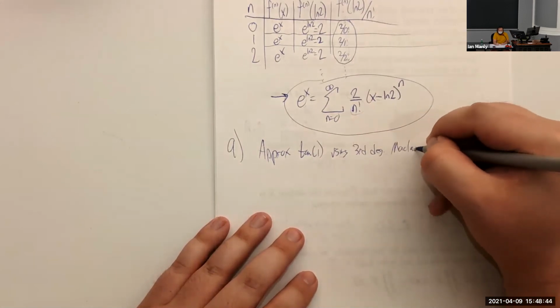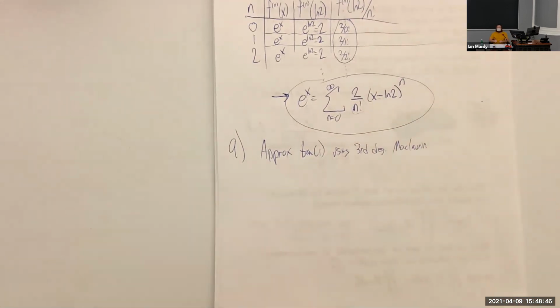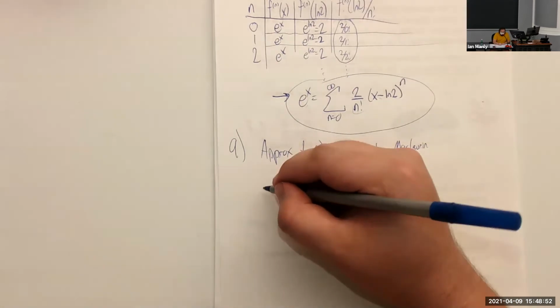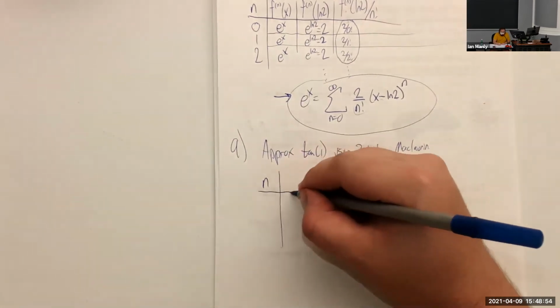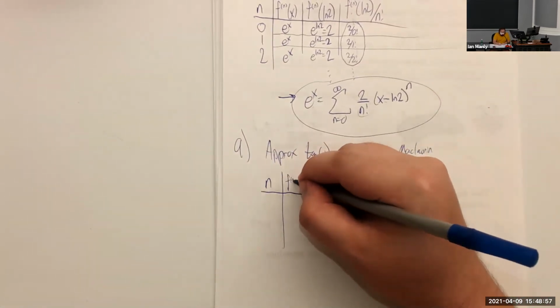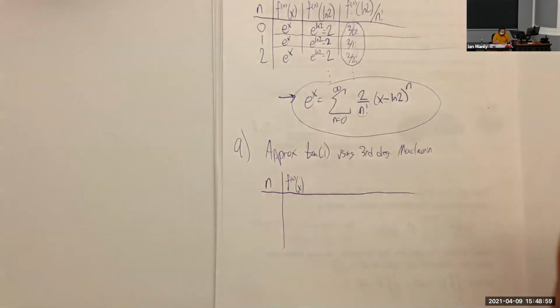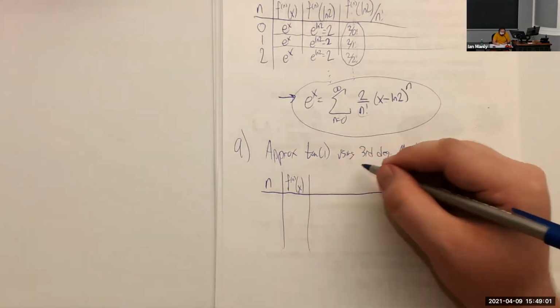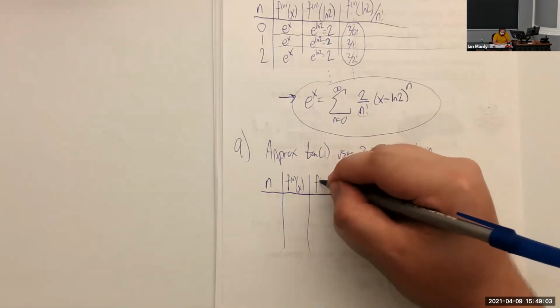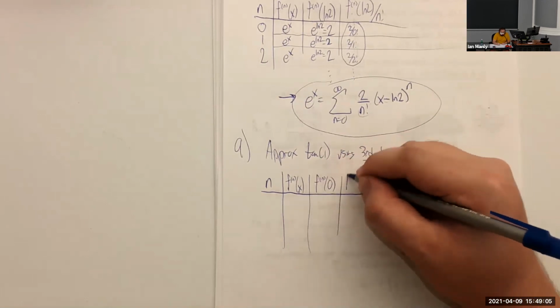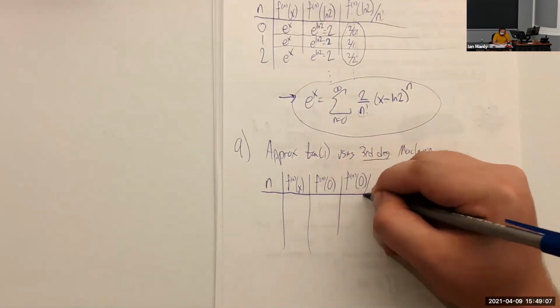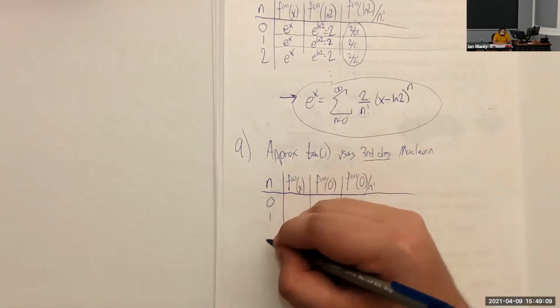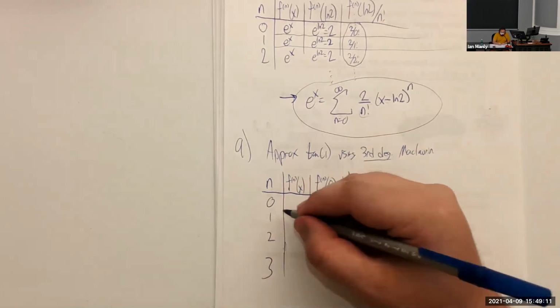So unlike the other problems before, this one's asking for a 3rd degree approximation, meaning we need to go up to x cubed. We're going to make a table, but we're only going to go up to n equals 3, because we only need a degree 3 approximation. Zero, 1, 2, 3.